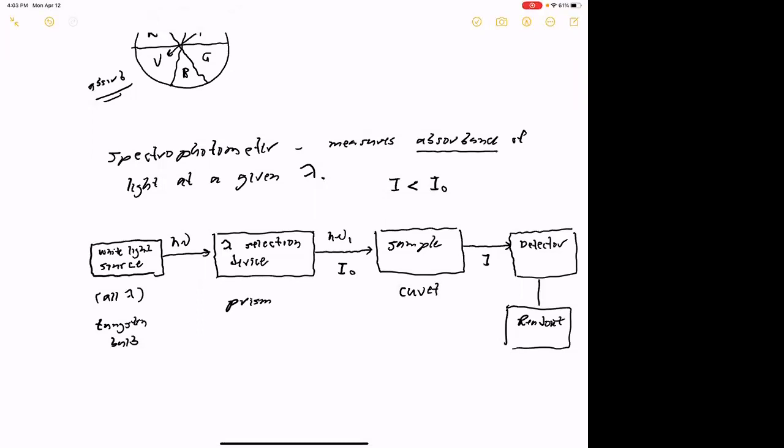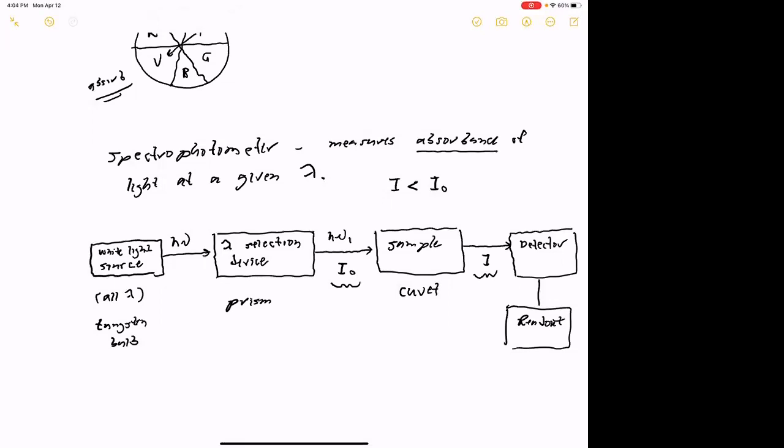All right, so that's what we have in terms of an actual spectrophotometer. And remember, the goal of this is to measure intensities. And if I want to actually make a comparative difference, I need to know both I naught and I. And the difference between those two ought to be the amount or intensity of light that gets absorbed by the sample. All right, so those are the two things that I need to be able to actually measure.